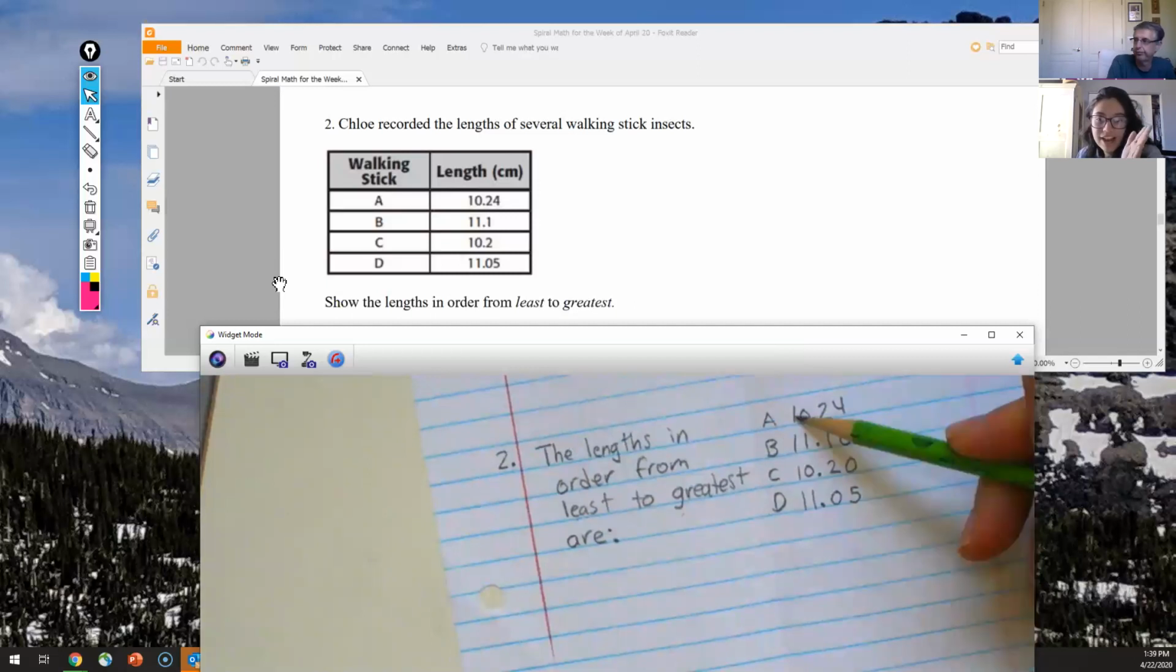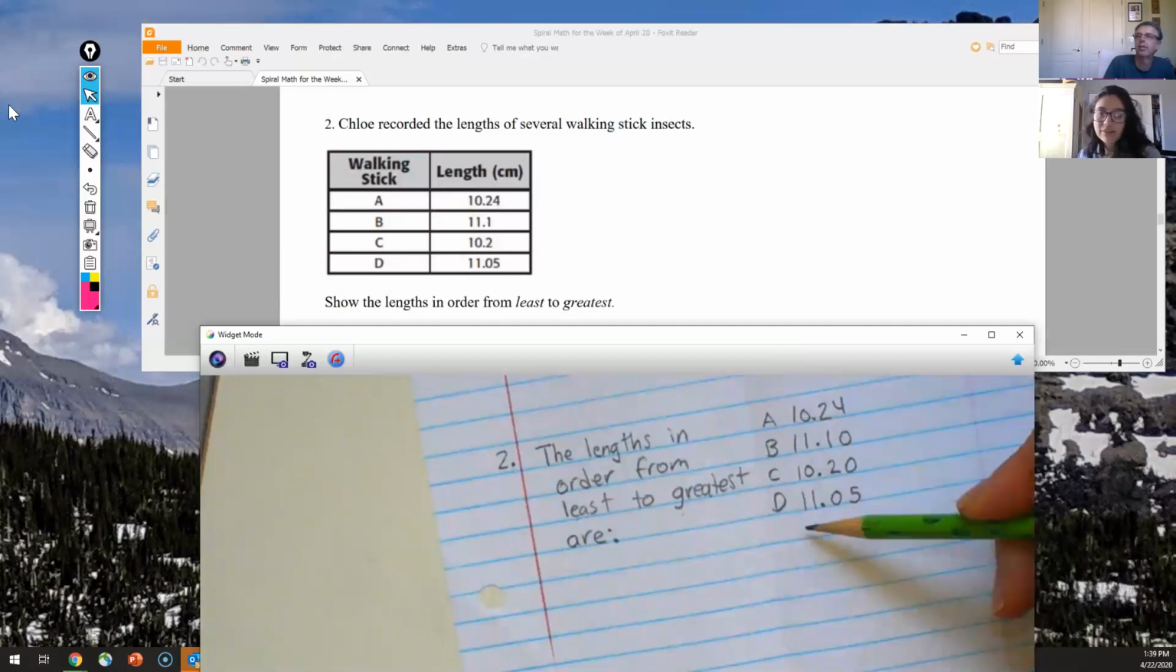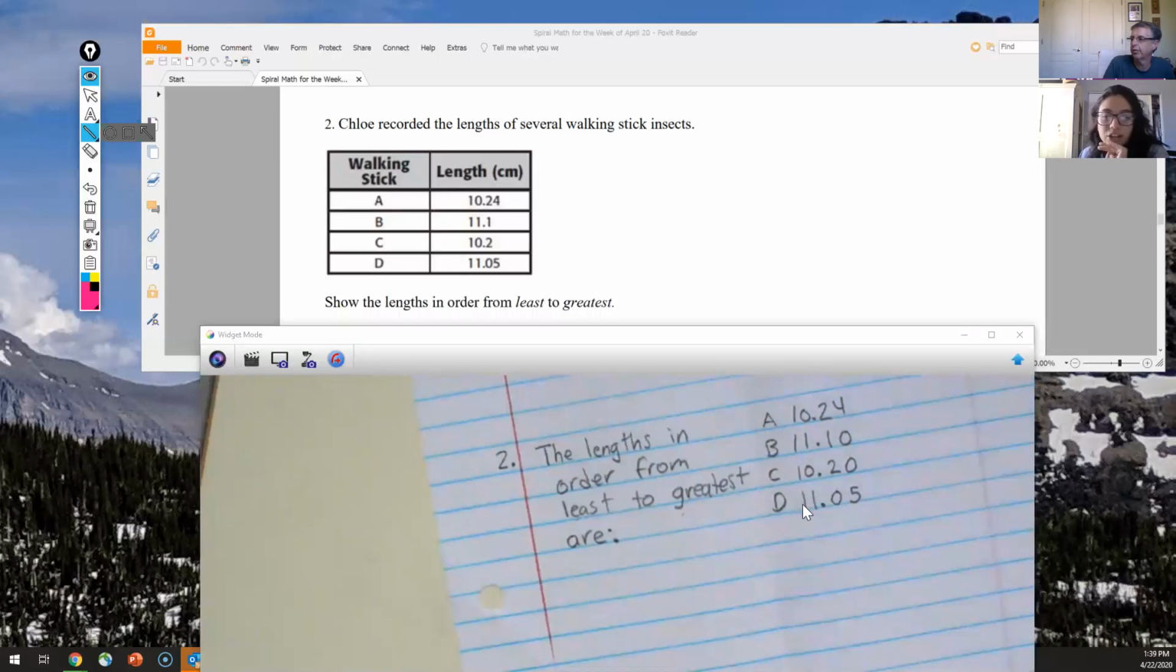So you're going to want to start by looking at the tens place. So you're looking at it and, okay, they're all ones, so they're all even there. Then you move over to the right and you have 2 zeros and 2 ones. So the zeros are definitely going to come first. So we're looking at A, which is 10.24, and C, which is 10.20. Then we go to the third column, and they're both 2s, so you're even there. But then we get to the hundredths place, and you have 4 and 0. So 0 is smaller than 4, so you're going to want to put that one first, because that is going to be our smallest length.